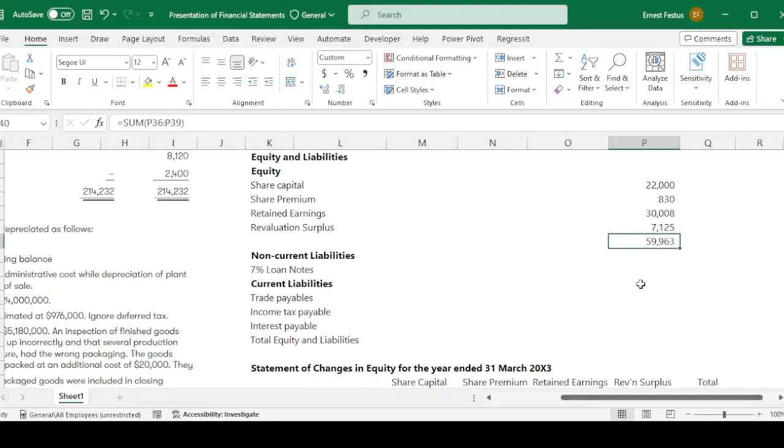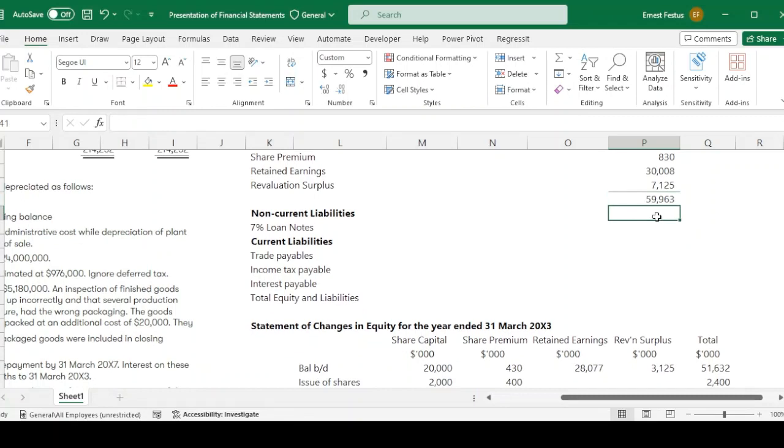Then we have our 7% loan notes, which is 18,250. Nothing has changed about that. So this is actually the column. Paste it there. And then we have our trade payables. Trade payables is in our question, and we have it to be 8120. We have our income tax payable, and that has been given to us.